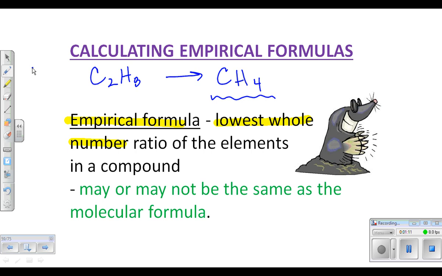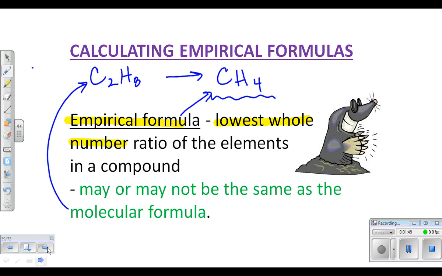Now sometimes the empirical formula and what we call a molecular formula are the same. Here, this would be the molecular formula, and this would be the empirical formula. So sometimes they're different and sometimes they're the same, but you have to know the definition of these, okay? And you have to be able to recognize them within your multiple choice type questions. So if we have CH4, that's in its lowest format, but C2H8 is not. So CH4 would be our empirical formula, all right?